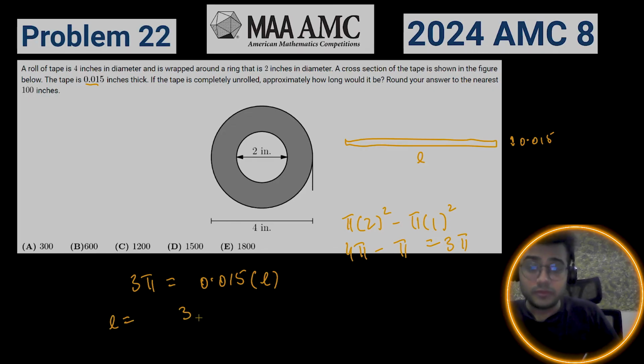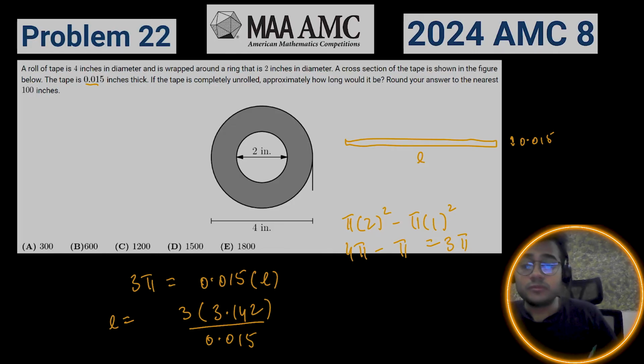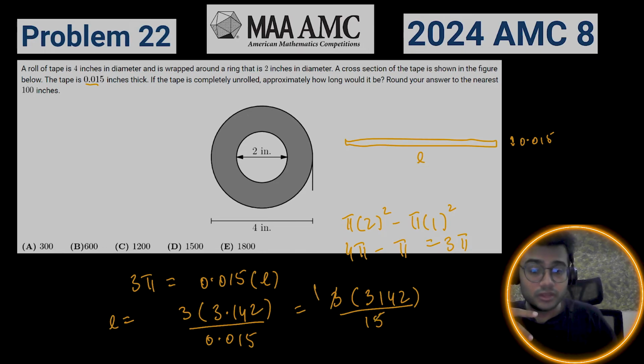Because we want to give the answer in inches, let's use the approximate value of pi, 3.1415, so 3.1415 times 3 over 0.015. Now what I'm going to do is multiply the numerator and denominator by 1,000 so that we can get rid of the decimal. That's going to become 3 times 3142 over 15. Now let's simplify this fraction.